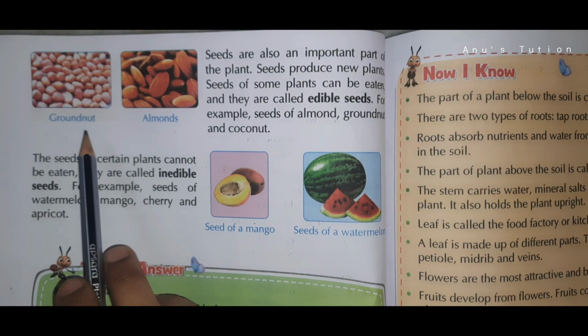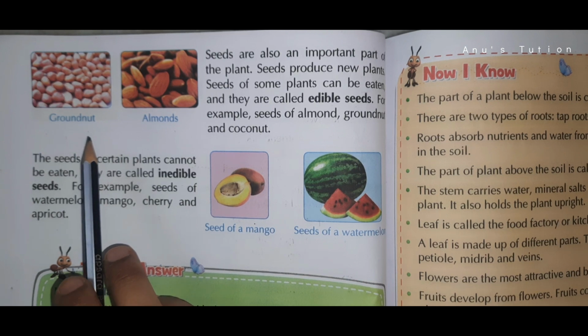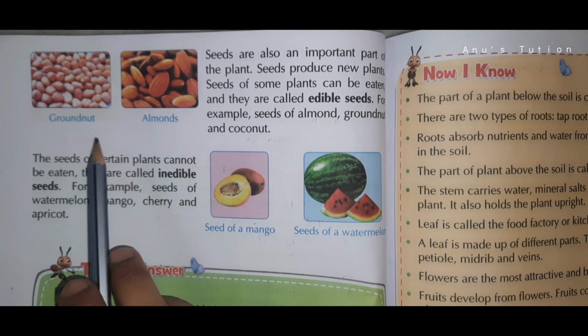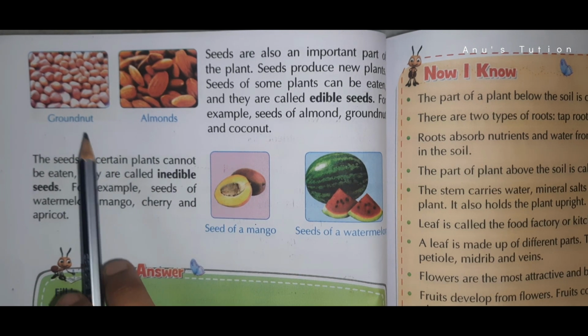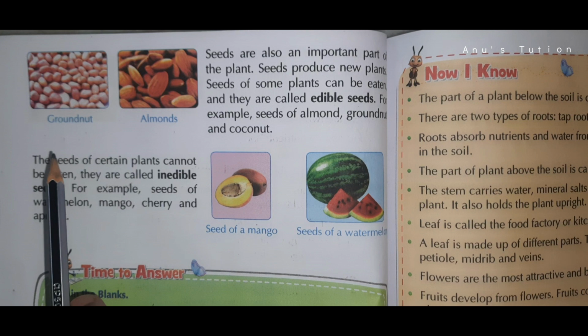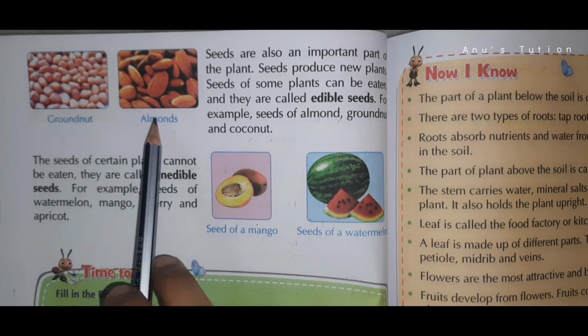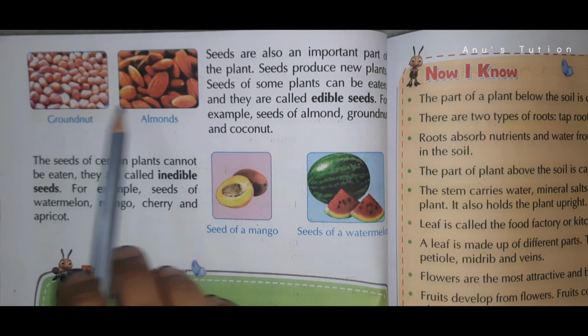Groundnut we will not eat daily, but we can use it as part of tiffins as food. As an oil also, groundnut oil and almond oil we can use. These seeds are known as nothing but edible seeds.